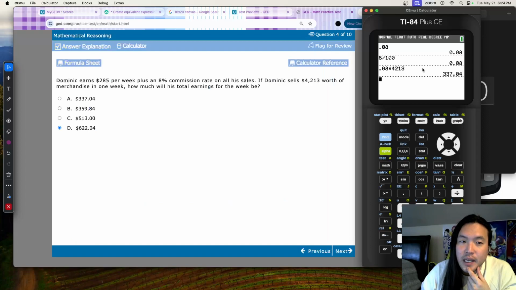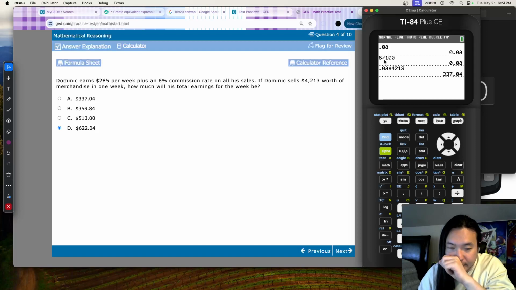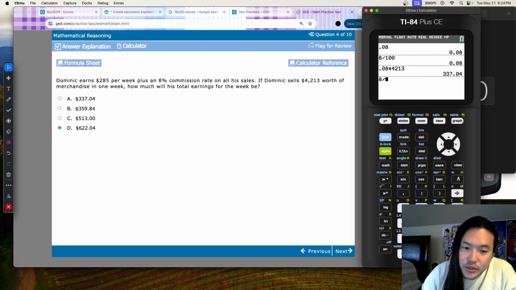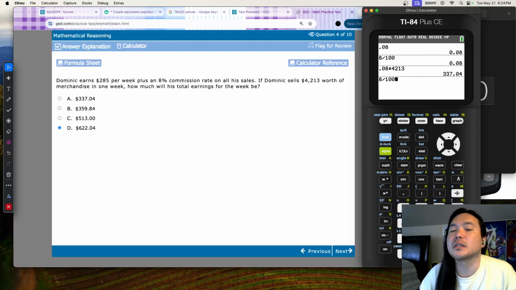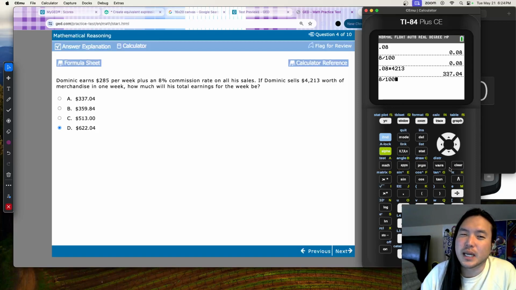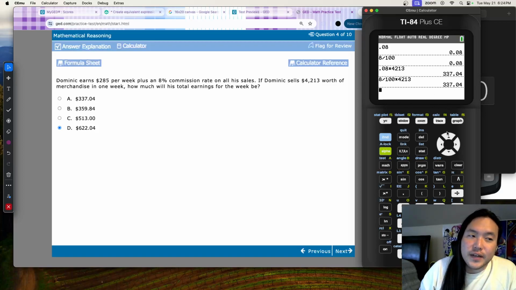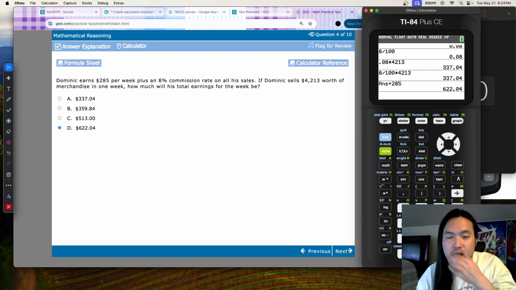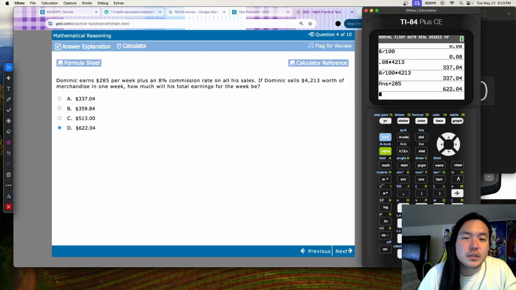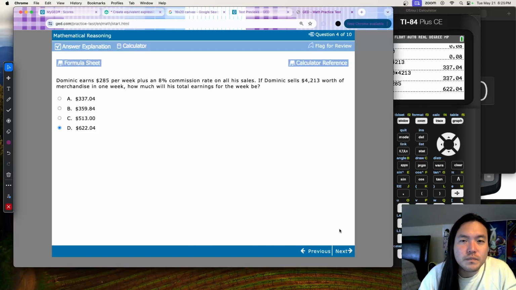Here again, I showed you how to calculate 8% of $4,213, either 0.08 or 8 divided by 100. I know some kids struggle with the percentage to decimal conversion. If that's you, just literally type in 8 divided by 100 each time. We're going to multiply that by 4,213. And then this, again, is not the final answer. Why? Because he also gets paid $285 on top of his commissions. Final answer, 622.04. Good.